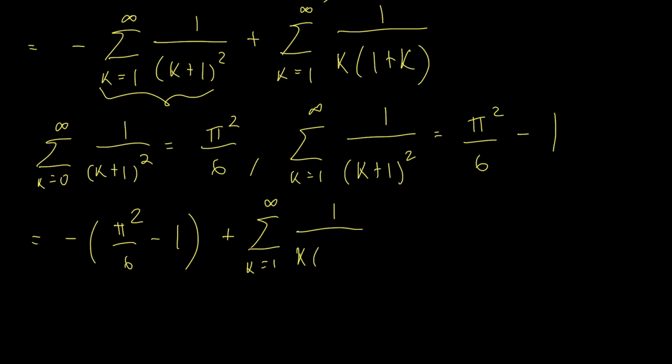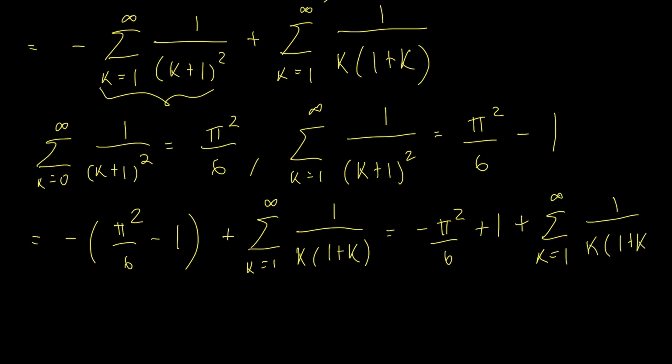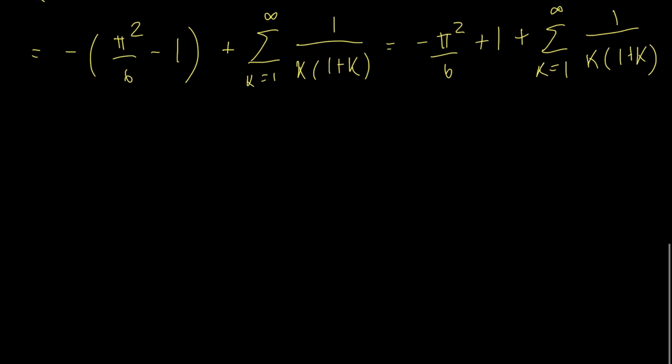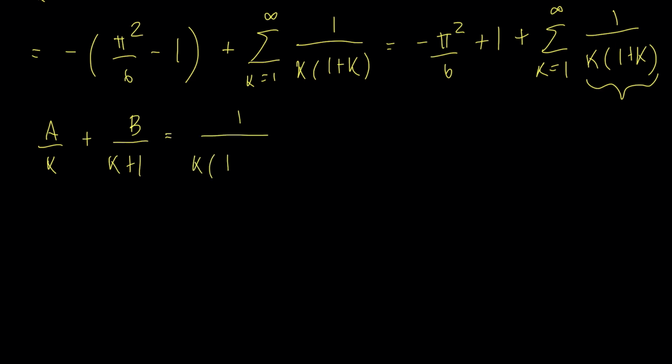So we're going to have a negative pi squared over 6 minus 1 plus the sum from 1 to infinity of 1 over k times 1 plus k. So we have a minus pi squared over 6 plus 1, and plus the sum from 1 to infinity of 1 over k times 1 plus k. And we can use partial fractions decomposition. So we're going to have a over k plus b over k plus 1 is the same thing as 1 over k times 1 plus k. So this means that a times k plus 1 plus b times k is equal to 1.